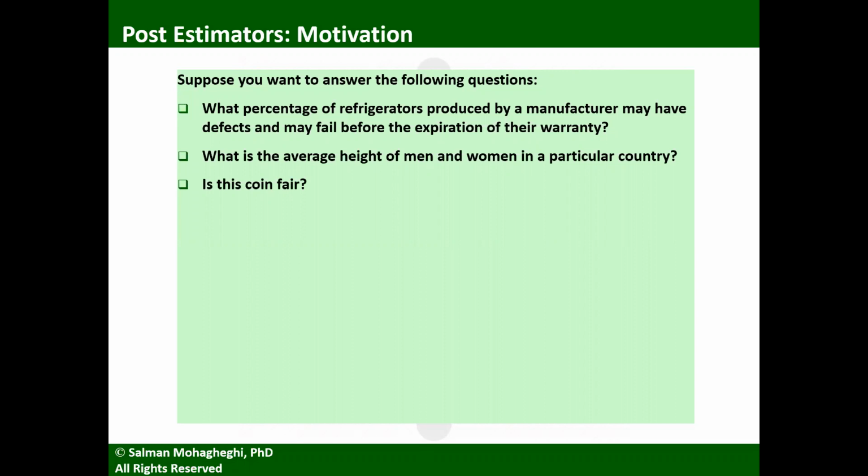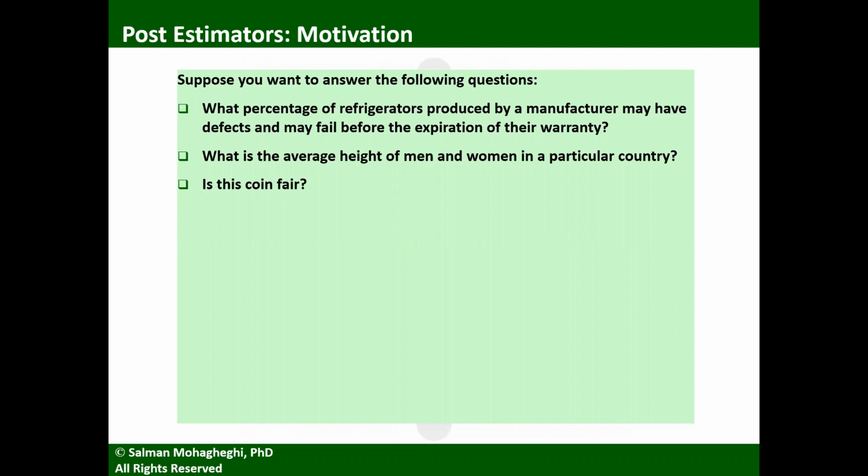In all these questions, you have a population of all the refrigerators produced by a manufacturer, population of all men and women who live in a country, and you want to draw some conclusions or make some decisions about this population. In reality, however, you may not have access to the entire population. For example, if you want to know what the average height of men and women is in the US, you could, in theory, go ahead and measure everybody's height in the country, but that's not a feasible thing to do. In certain situations, it may not even be possible.